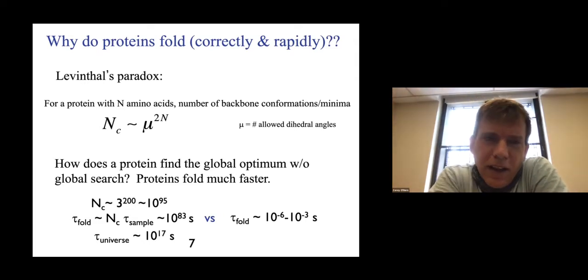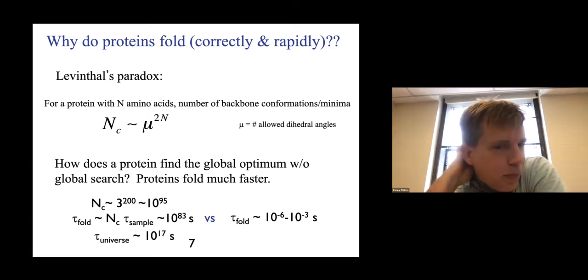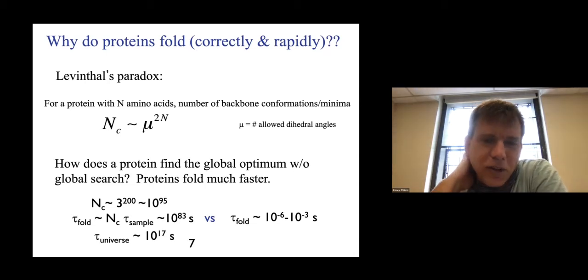So the idea is, if there are so many possible ways to set those degrees of freedom, then how can the protein find the exact set of values that those angles should be? There's a little back of the envelope calculation that was originally due to Levinthal. I'll just go through that now.